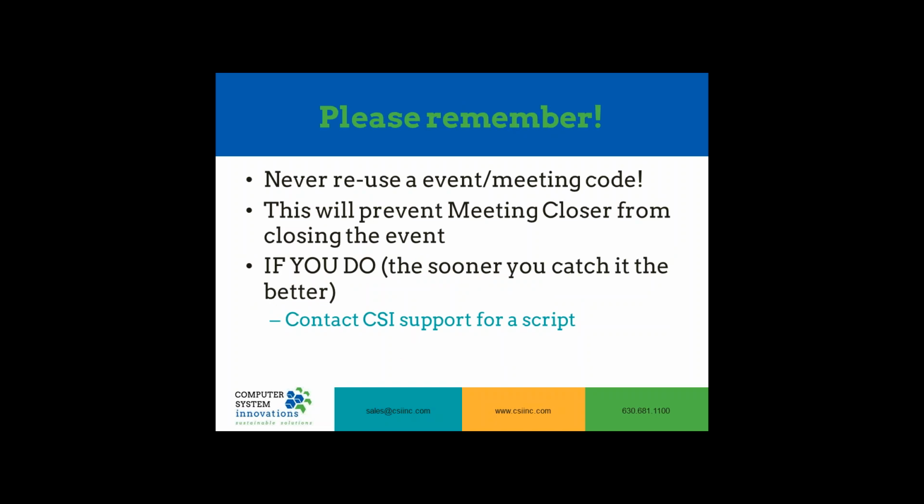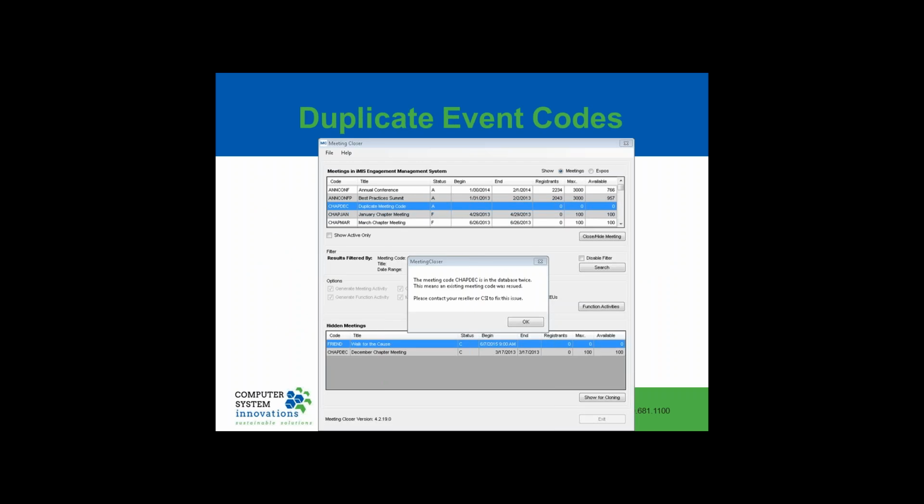If you do that, Meeting Closer, because you've hidden it in IMIS, doesn't know about it until you fire up Meeting Closer. And then the minute you go into Meeting Closer, you're going to get a wonderful little message that looks like this. Basically, it says, hey, I've noticed you've used this meeting code twice. One, you closed the event and hid it, and then someone went in and used it again. That's bad.